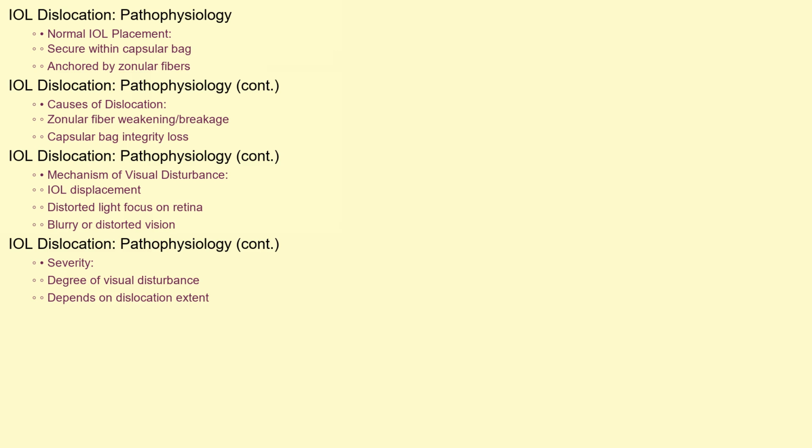Now, let's talk about the pathophysiology. Typically, an IOL is securely positioned within the capsular bag, which itself is anchored by those zonular fibers. When the zonules weaken or break, or when the capsular bag itself loses integrity, the IOL can shift out of its intended position. This displacement distorts the way light focuses on the retina, leading to blurry or distorted vision. The degree of visual disturbance depends on the extent of the dislocation.